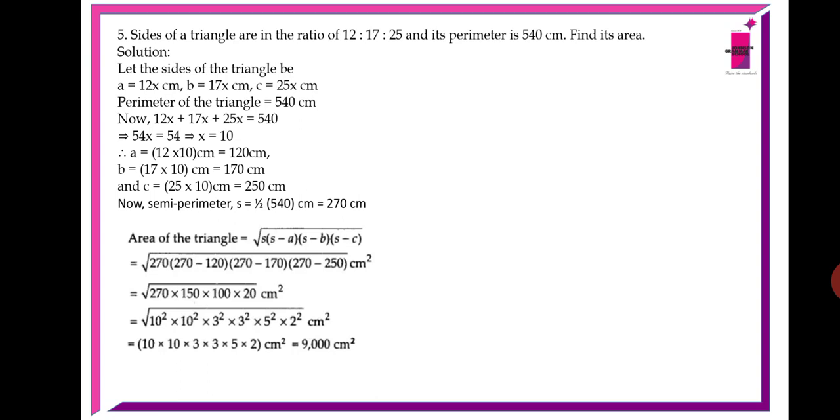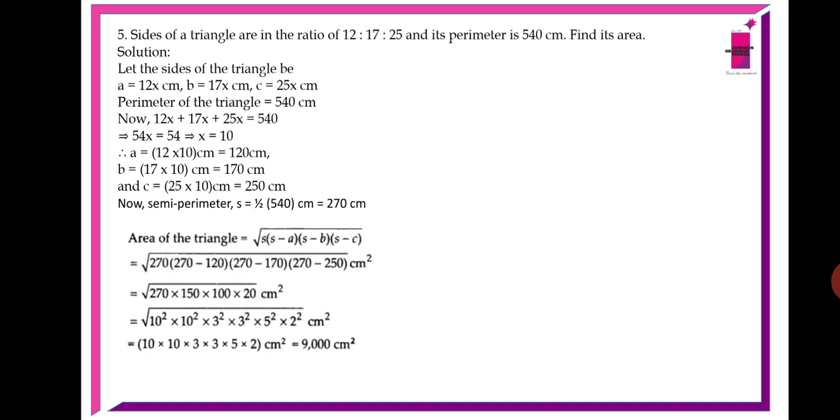The sides of a triangle are in the ratio 12 is to 17 is to 25 and its perimeter is 540. Find the area. Let the sides of the triangle be A equal to 12x, B equal to 17x, C equal to 25x. The perimeter of the triangle equals 540 centimeters. Now 12x plus 17x plus 25x equals 540. Then 54x equals 540, then x equals 10. So by simplifying, you will get the x part as 10.